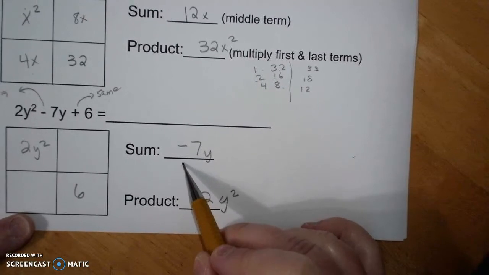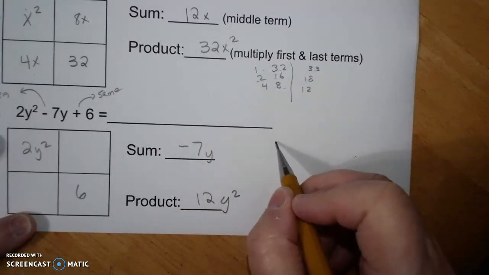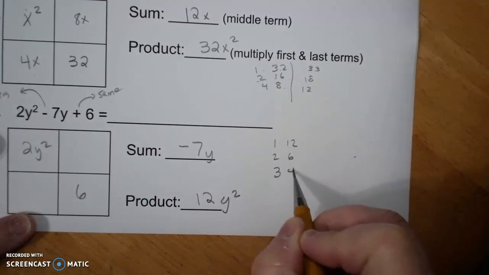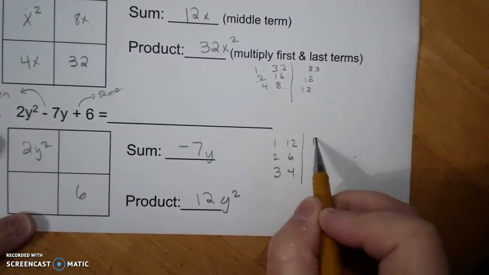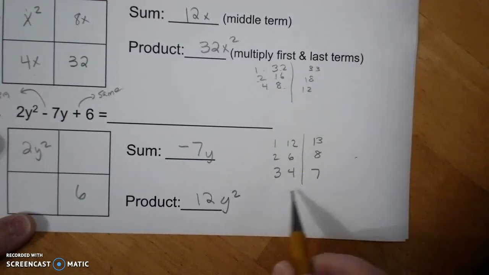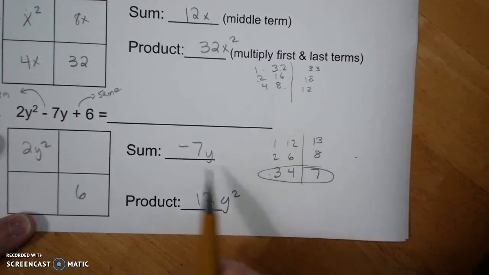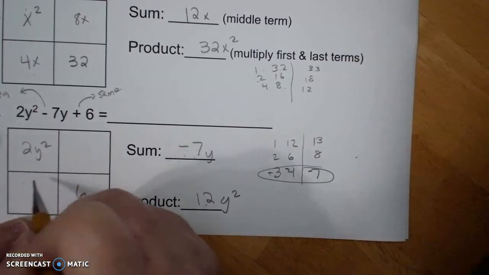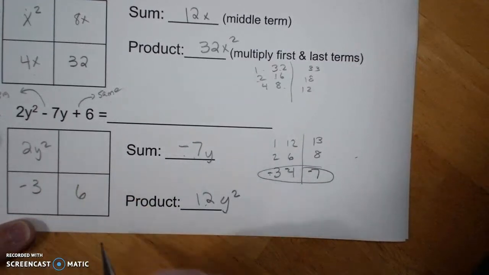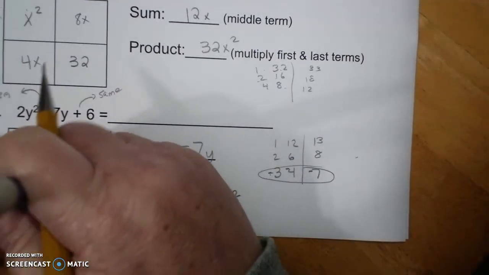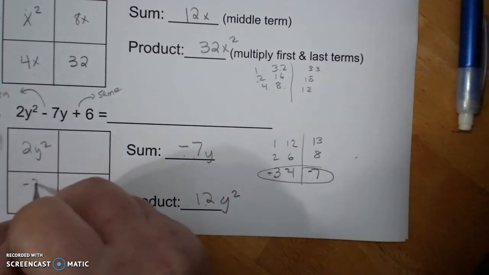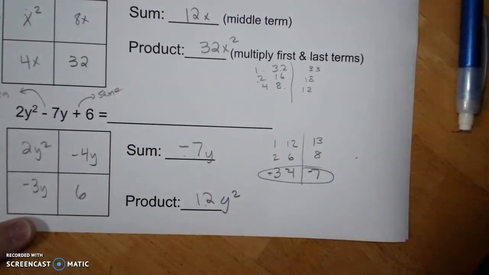Factors that are the same, so I would do 1 and 12 and 2 and 6 and 3 and 4, and then it turns around. That's 13, that's 8, that's 7. Here's where I need it. The only way to get a product of positive but a sum of negative is all of these are negative. So I would do negative 3. Oops, nope, sorry. Oh yes, negative 3y and negative 4y.